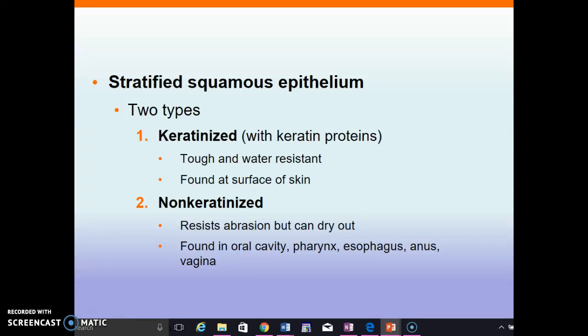So stratified squamous consists of two types, whether or not they contain the protein keratin. Keratin is our water-resistant protein. Our outer layer of cells of our skin are filled with keratin. Those outer cells are actually dead, but the keratin waterproofs and toughens the skin. And inside the mouth, think of where it's mucous membrane, it's non-keratinized, where it can dry out. So it has to stay moist.